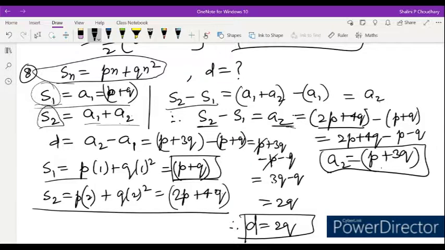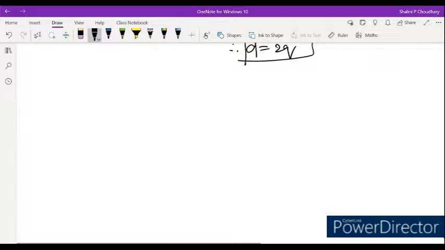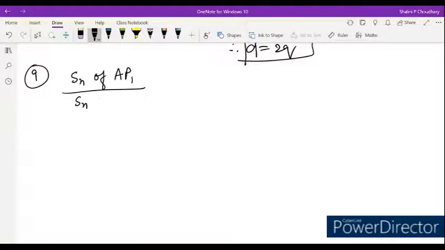Okay, now next question, question number 9. In question number 9, the sum of n terms Sn of AP1 upon Sn of AP2 is given by the ratio of 5n plus 4 upon 9n plus 6. Okay, so directly we'll write the formula.